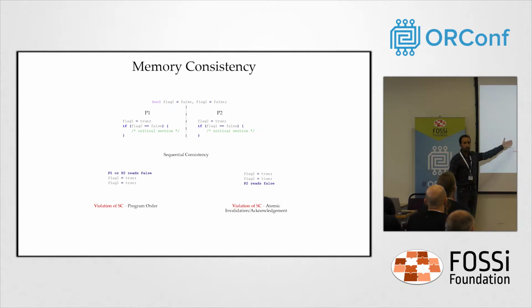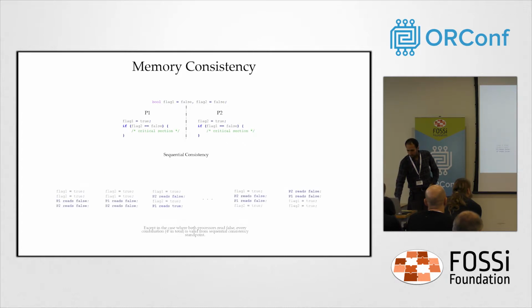If you take a look, this ordering, for instance, is a violation of sequential consistency, because P1 and P2 both read a value of false, and then both processors go ahead and update the values. So instructions are reordered; the program order is not adhered to. The second case is again a violation of sequential consistency, but this time it's because the invalidations are not done in an atomic way. Even though both processors update the values, those changes are not propagated to the other processor. This is just to explain what the term means.